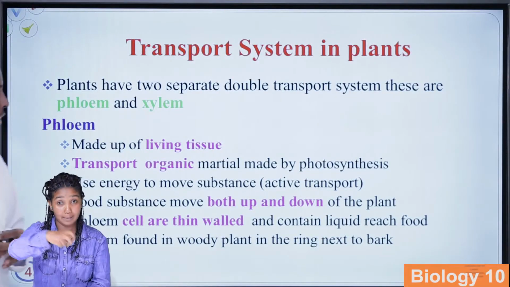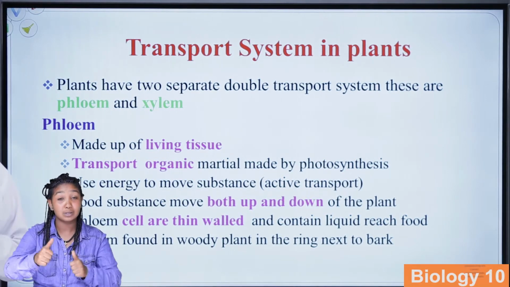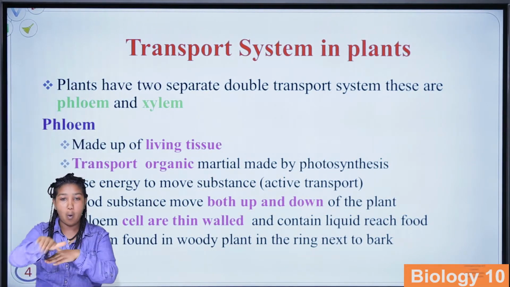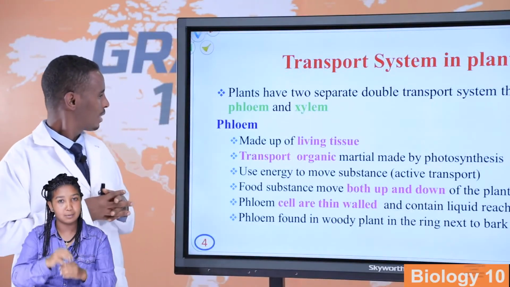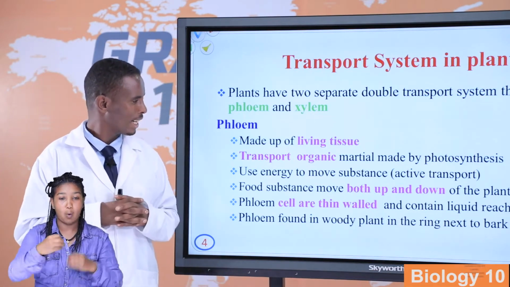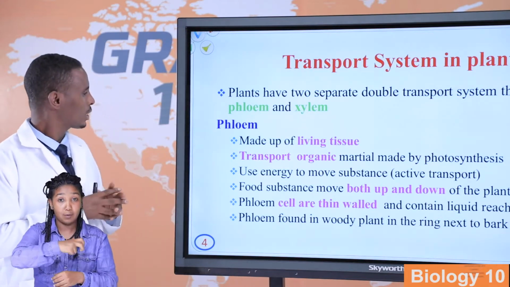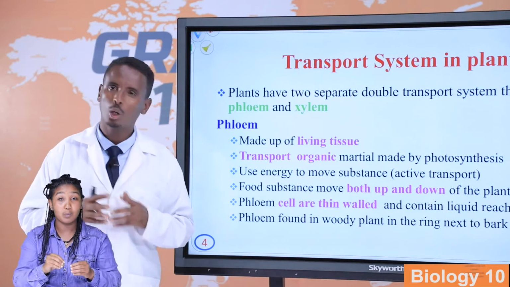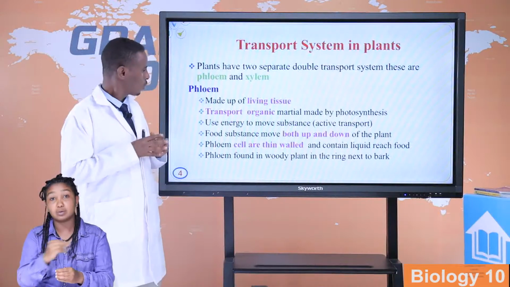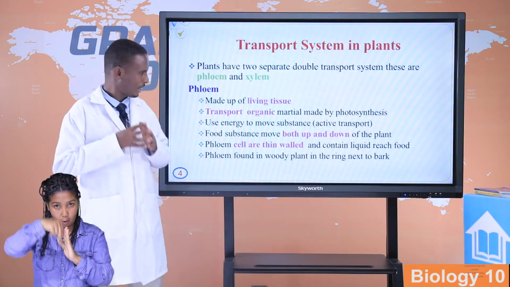Phloem is the first transport system in plants. It transports synthesized food from the leaf to all parts of the plant. Phloem is made up of living tissue. It transports organic material made by photosynthesis. Phloem uses energy to move substances, so it is active transport because it uses metabolic energy. Food substances move in both directions, upward and downward, two-way.